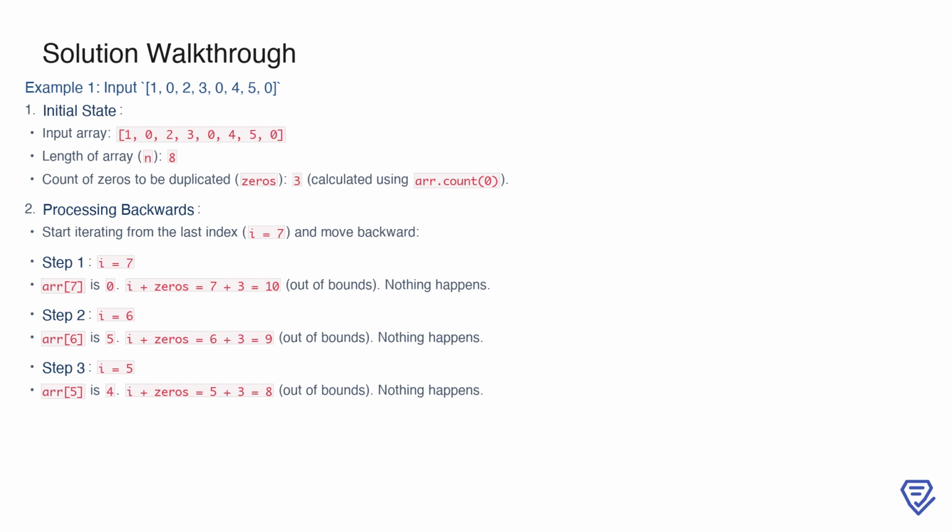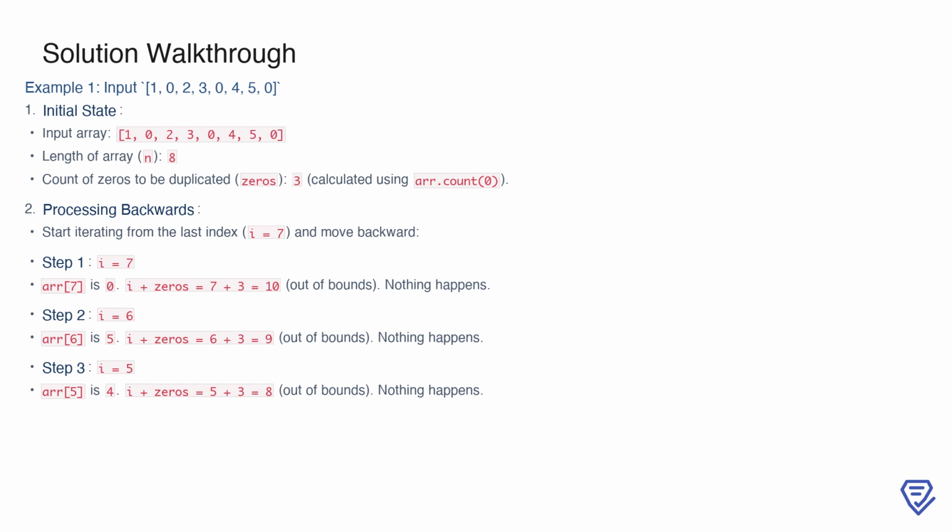At i equals 7, the value is 0, but since i + zeros equals 10 is out of bounds, we skip this step. Similarly, for i equals 6 and i equals 5, the values 5 and 4 are skipped because their calculated positions, 9 and 8, are also out of bounds. This initial backward traversal helps us identify which elements will be placed within the valid array bounds as we duplicate zeros.